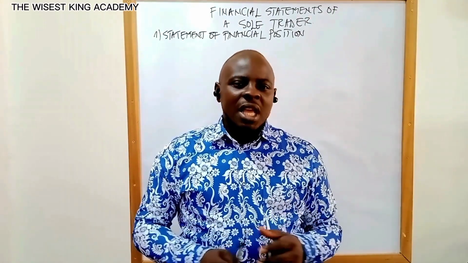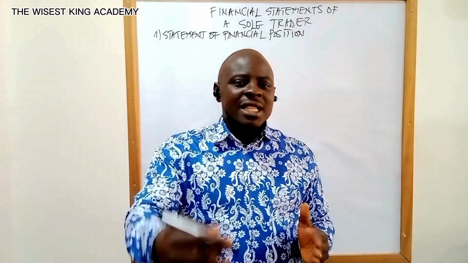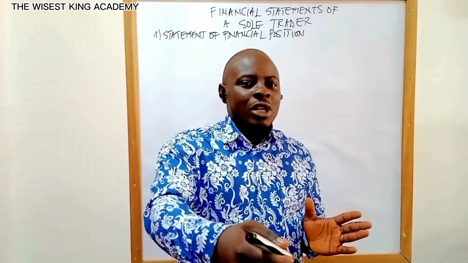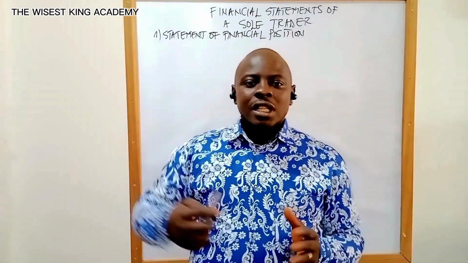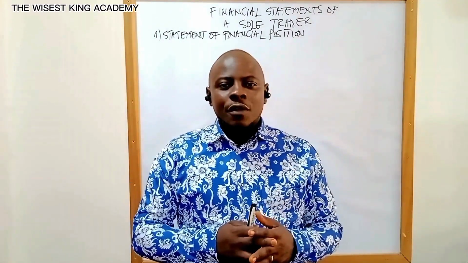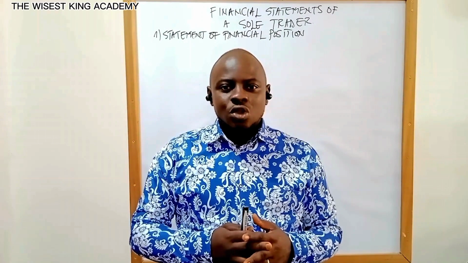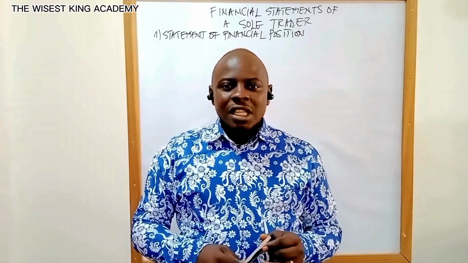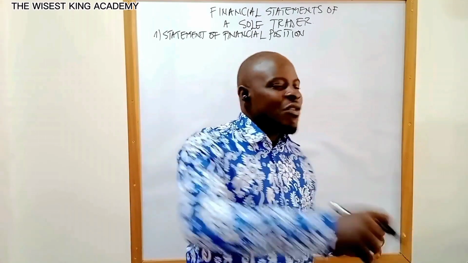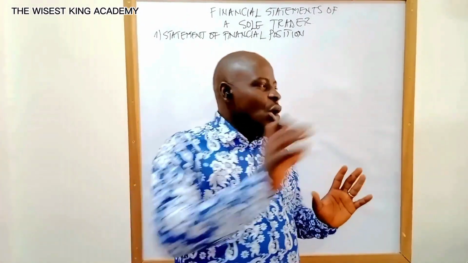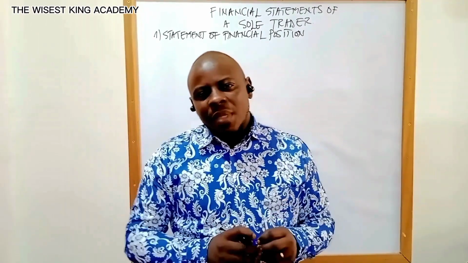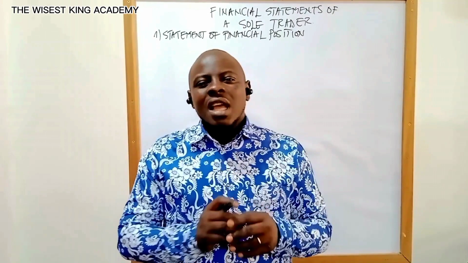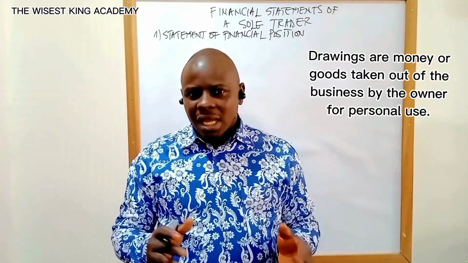What does that mean? It means if the business has a debt that it cannot pay, that debt extends right into the private properties of the owner of the business, or the sole proprietor. Now, with such a business, the sole proprietor can remove money or goods from the business at any time for his own personal use. And such transactions are known as drawings.